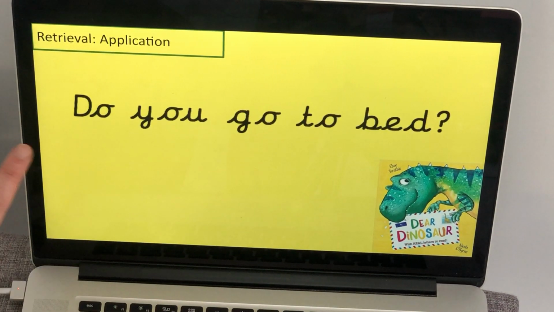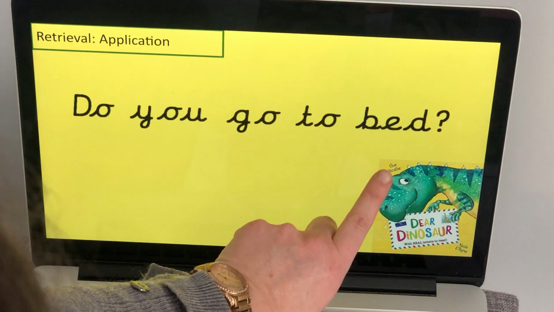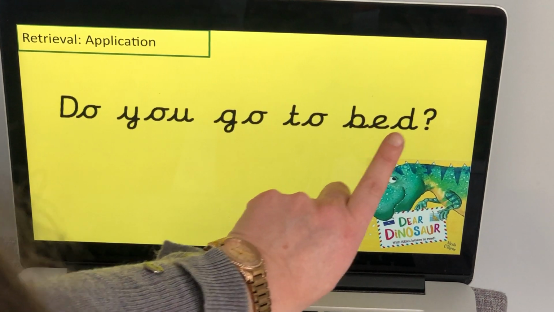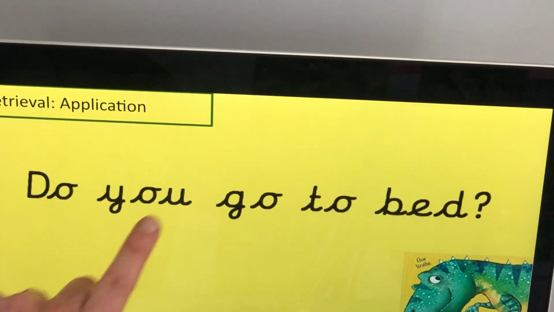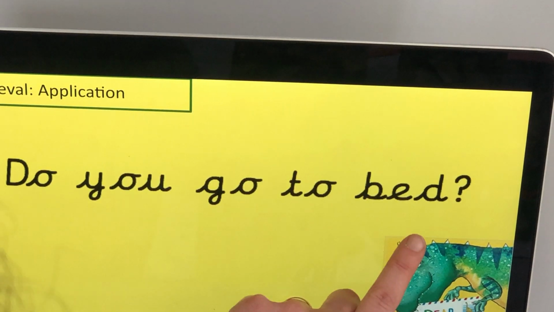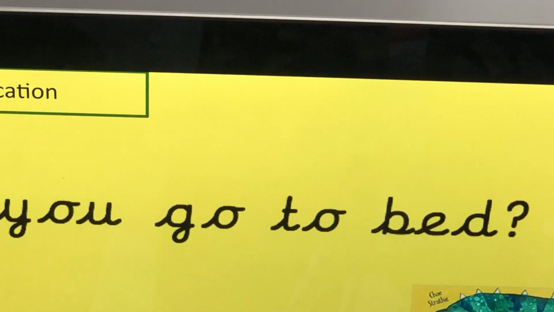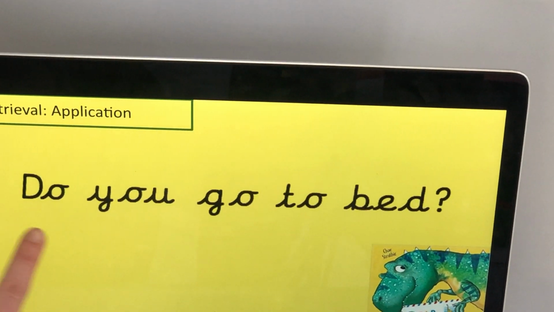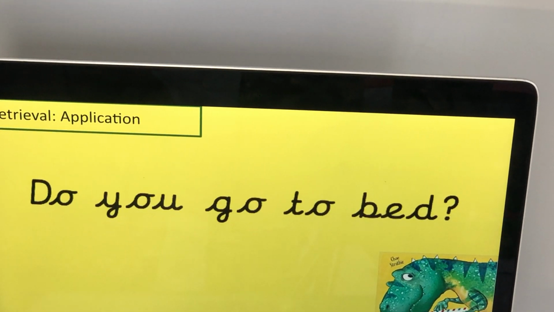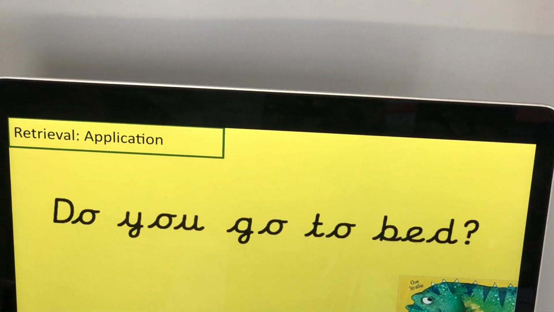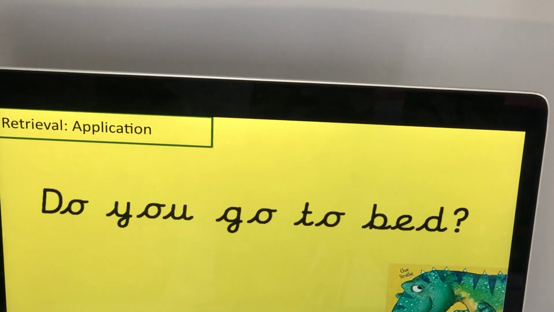Let's see if we can remember the full sentence so far. Do you go to, and a fairy word at the end. B-E-D, bed. Let's read it together. Do you go to bed? Look, there's a question mark at the end. That shows us that this sentence is actually a question. So when we practice reading the sentence with fluency now, the question mark tells us that we need to go up and down with our voice so that it sounds like a question. I'm going to have a go and then you can practice. Do you go to bed? Have a go at home.